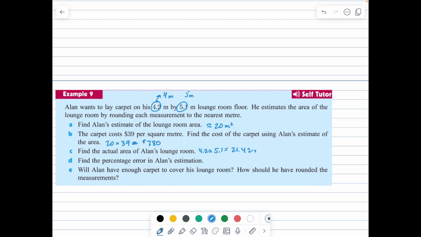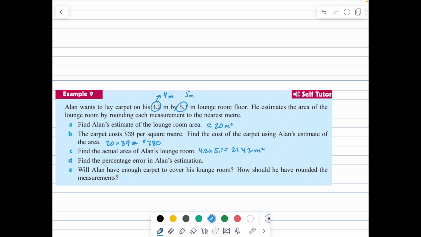21.42 meters squared. By the way, notice that the exact value is more than the estimated value. This is just a personal side note: if you're ever doing projects like this, even if the numbers do round down, like 4.2 and 5.1 both round down, always round them up anyway, because you never want to have less than enough. You always want to have more than enough if you're buying materials for projects. So round up even if the values tell you to round down.